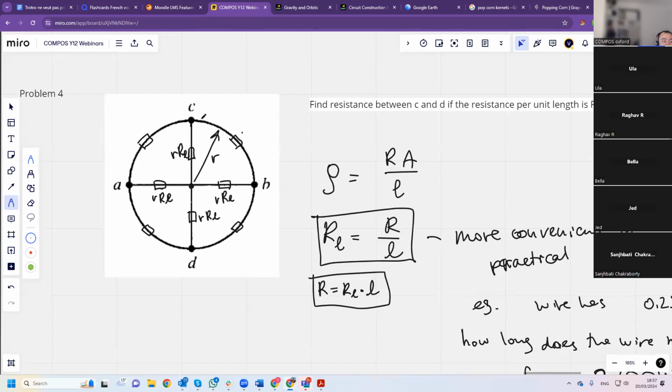Now for this one, this is a quarter of a circle. The whole circle is 2 pi r, the length of the whole circle. So divide by 4. So it's pi r over 2 RL, pi r over 2 RL, and pi r over 2 RL. That's the length of these sections, and therefore, using this formula, resistance is R times L.